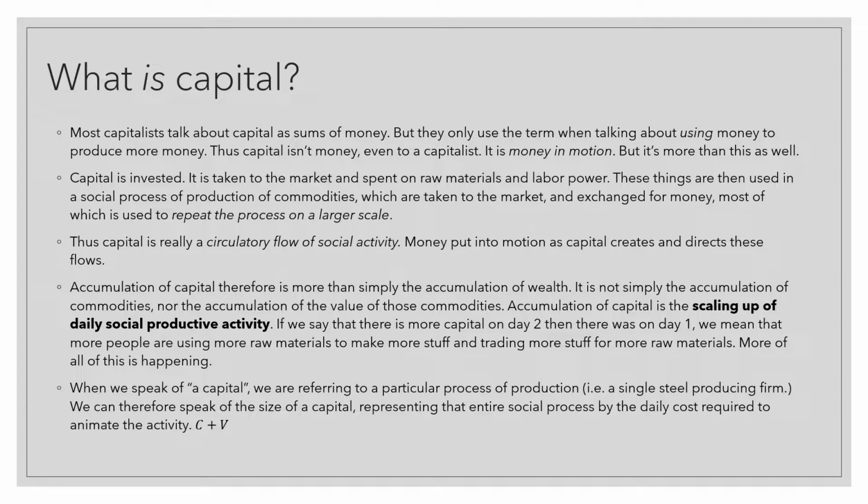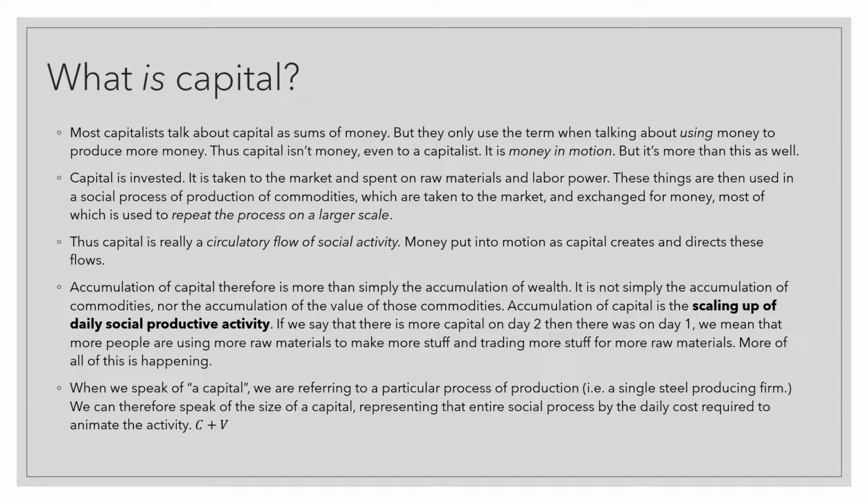When I say that capital has accumulated, what I'm saying is that the scale of social production has increased. If I say that there's more capital on day 2 than there was on day 1, if I'm saying the capital has accumulated from day 1 to day 2, then what I'm really saying is that more people are doing more labor, they're using more raw materials to make more stuff, that the process of making stuff has gotten bigger.